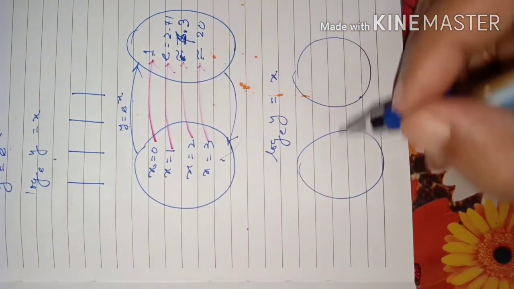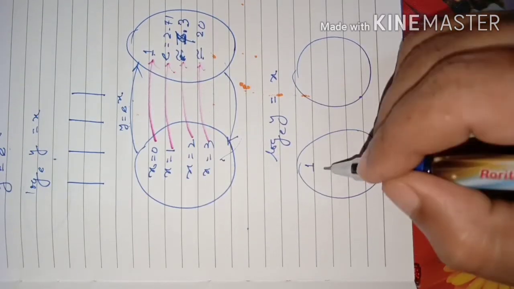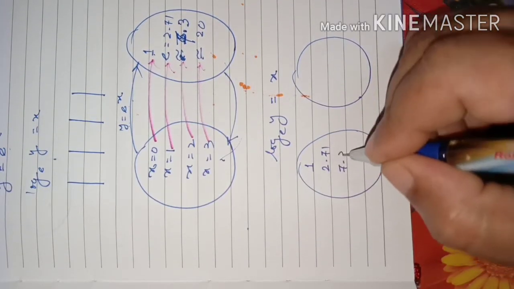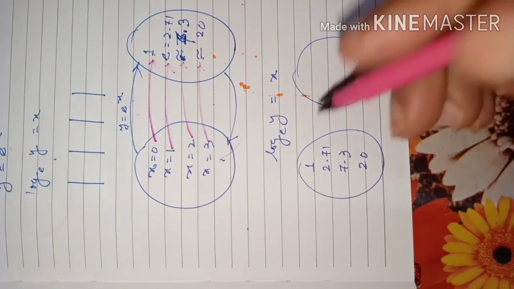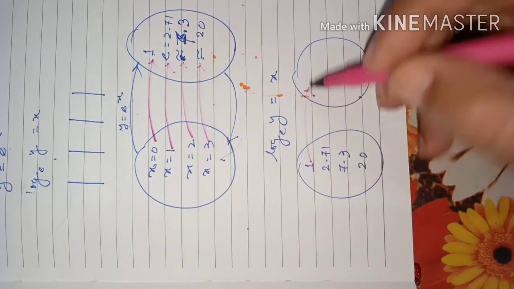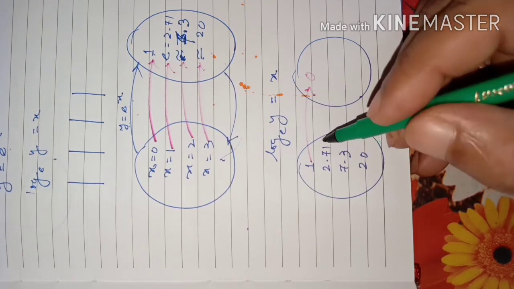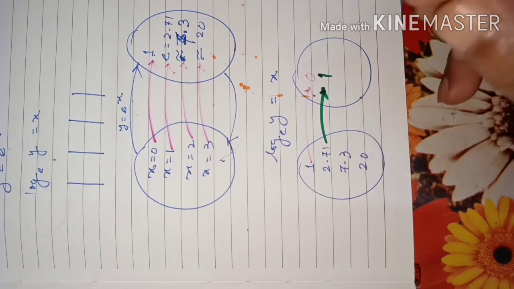So then it will be like this. The right side values will come here: 1, 2.71, then 7.3, then 20, and so on. So when it is 1, it will be equal to 0. When it is 2.71, it will be equal to 1.